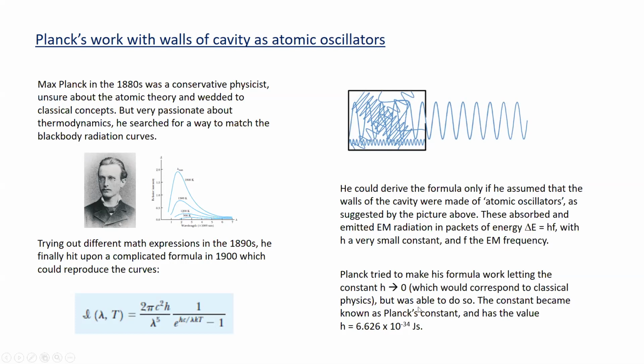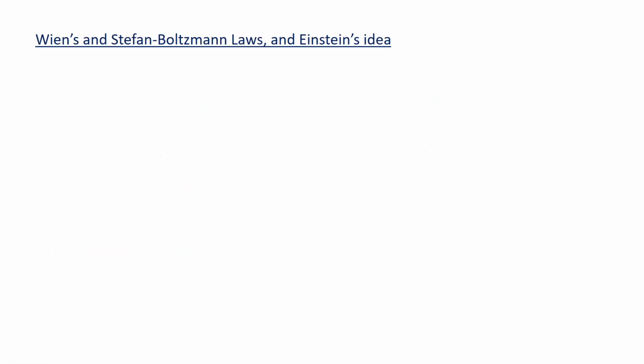But Planck was not able to do so. So this constant h became known as Planck's constant, and it has this value here, 6.626 times 10 to the minus 34 joule second. So it's very small, but not 0.